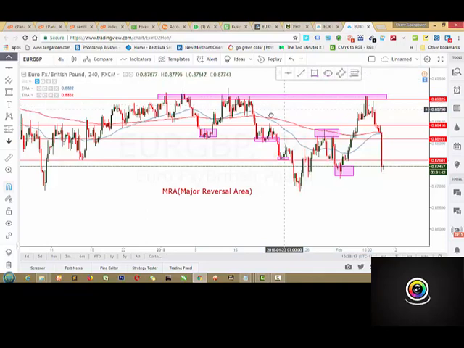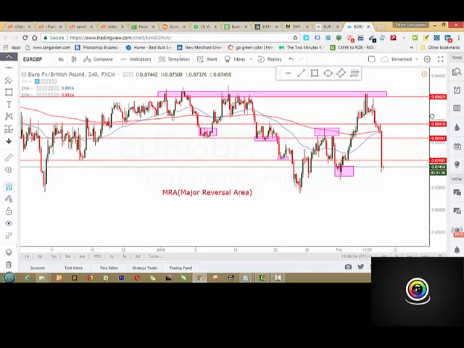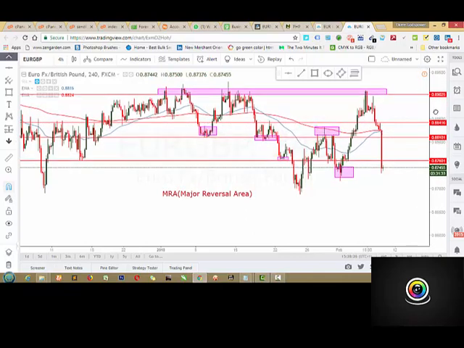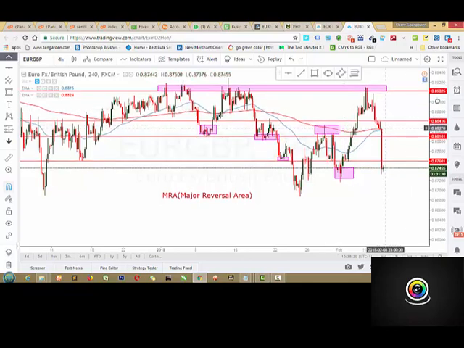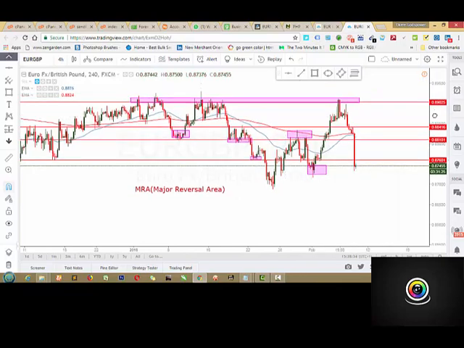There are zones on your chart. You don't treat support and resistance as just lines on your chart. That is wrong. Support and resistance are supposed to be treated as zones on your chart, the areas that price gets to and reverses.